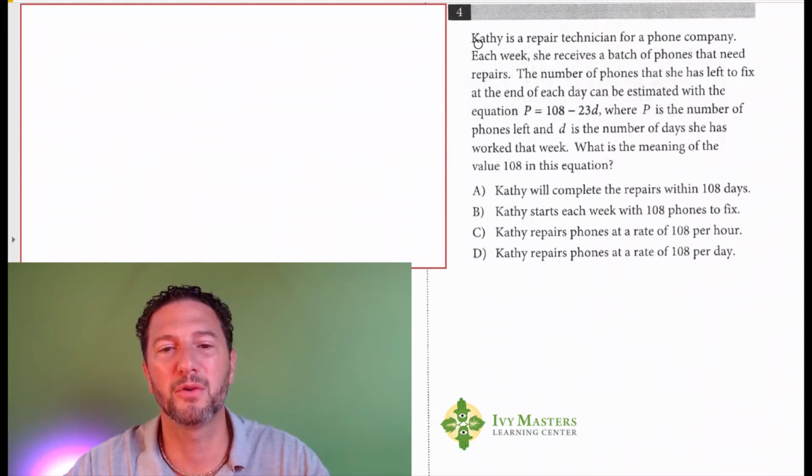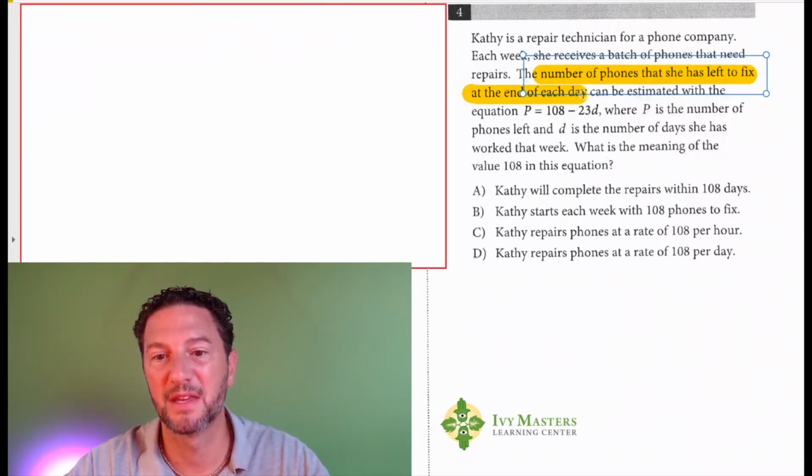So, Number 4 reads, Kathy is a repair technician for a phone company. Each week she receives a batch of phones that needs repairs. The number of phones she has left to fix at the end of each day can be estimated with the equation P equals 108 minus 23D, where P is the number of phones left and D is the number of days she has worked that week. What is the meaning of the value 108 in this equation?